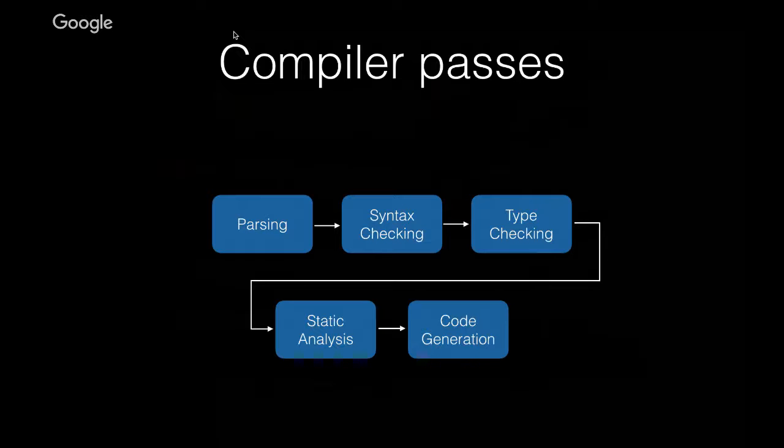Once we have that tree, we're going to do some sort of syntax checking to make sure that everything is okay. Then we're going to do type checking, static analysis, and finally, we're going to emit code specific for our target computer. This is how most compilers work. Now, there may be some compilers that have more or less of these phases, but this is very similar to what the Solidity compiler does. And so we will use this as a base to understand how all of this works.